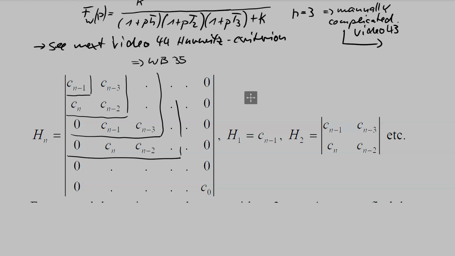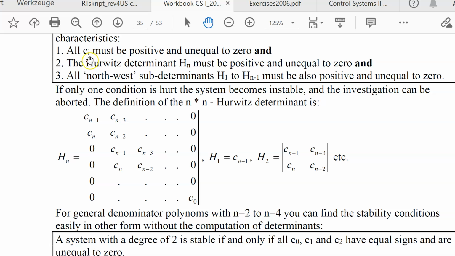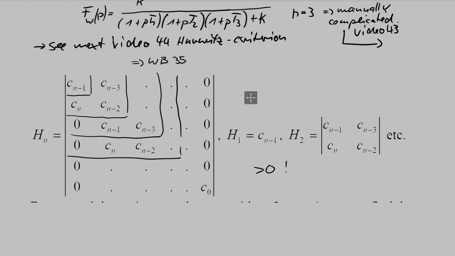Any of these top left subdeterminants also must be positive and should not be 0 for all determinants. So if this is true, then you can be sure that if 1, 2, and 3 are true, then the system is stable. If one of these conditions is violated, the system is unstable. So I think this is a very quick check we can now execute in many examples.